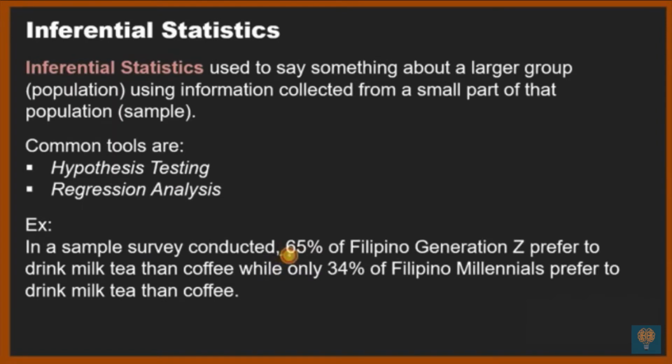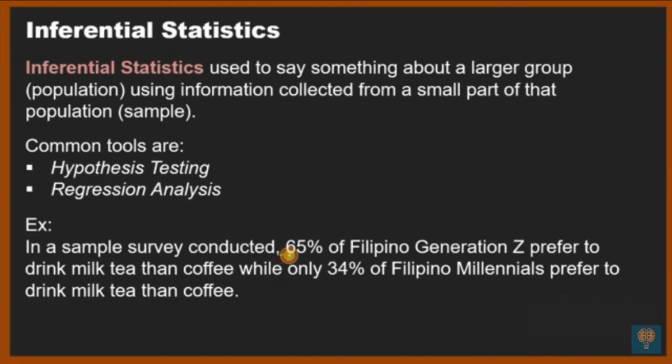How about inferential statistics? Inferential statistics is used to say something about a larger group or population using information collected from a small part of that population, from that sample. Common tools are hypothesis testing and regression analysis.